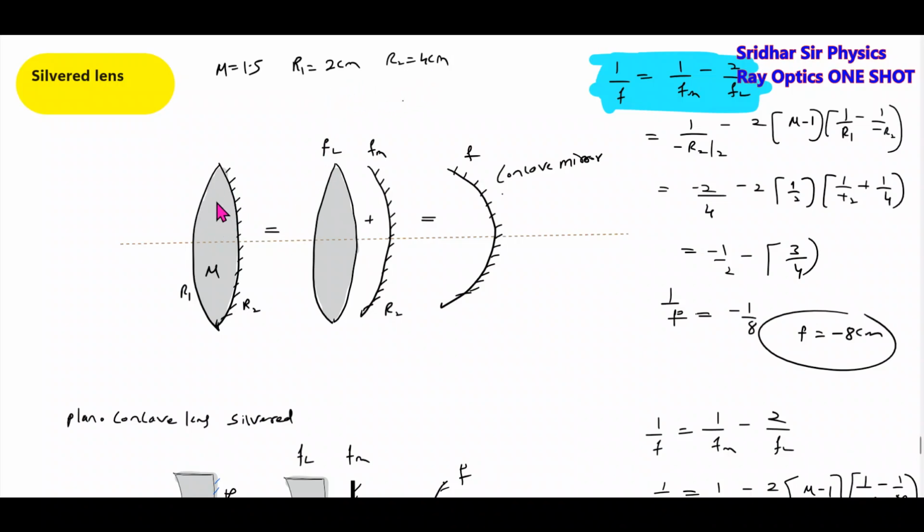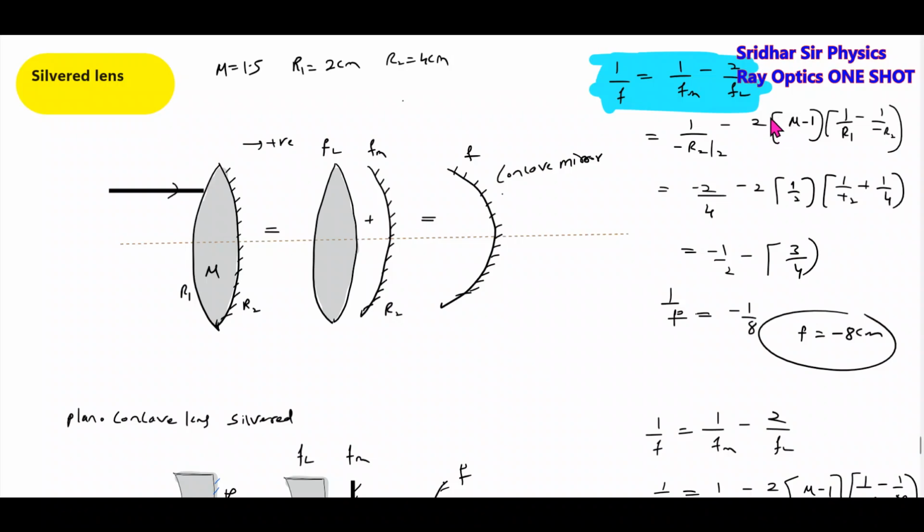Then the silvered lens is the lens plus a curved reflecting surface. It's like a concave mirror. The radius of curvature we know, r2, so we can calculate the focal length. What is the formula? 1 by f equal to 1 by fm minus 2 by fl. The focal length of this mirror is r2 by 2, minus r2, because the ray is incident here like this. Towards right will be positive, so the radius of curvature will be negative.